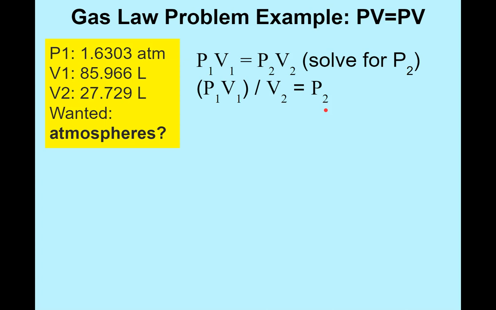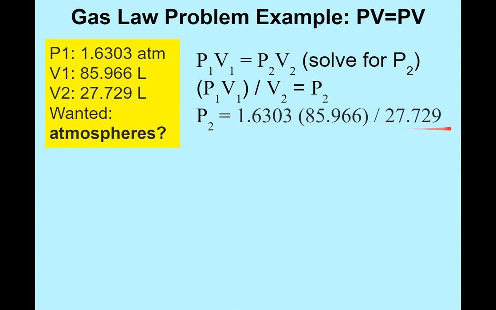All right, and then you just plug in. Okay, so let's plug in. So P1 equals this, V1 equals this, and V2 equals this. And now the work is over, really. It's just a calculator problem. Okay, so this times this divided by this on your calculator. You don't have to figure out this first and then divide by that. Your calculator can totally handle it. This times this divided by this is this.